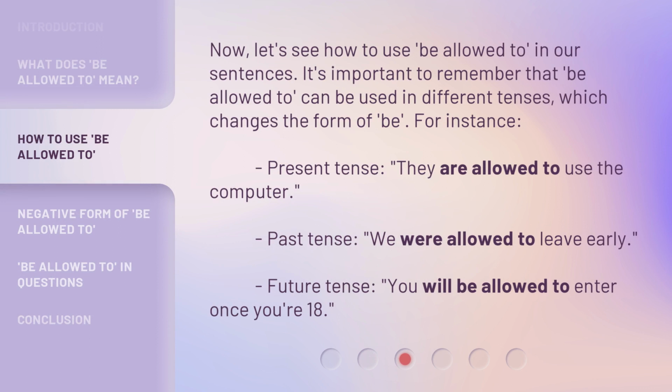Now, let's see how to use be allowed to in our sentences. It's important to remember that be allowed to can be used in different tenses, which changes the form of be. For instance, present tense, they are allowed to use the computer. Past tense, we were allowed to leave early. Future tense, you will be allowed to enter once you're 18.